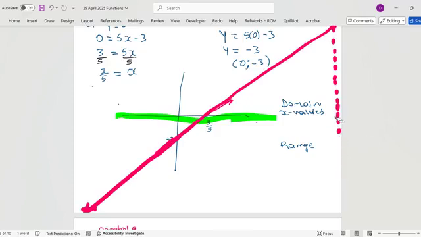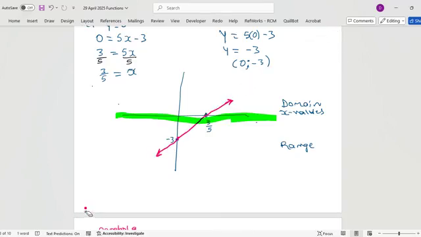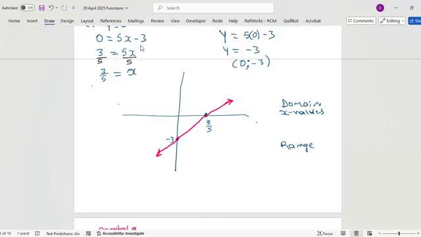Meaning, we are talking about all the values of x from negative infinity to positive infinity. So, all the values of x on this line, all of them from the negative numbers up until the positive numbers, the graph is existing.